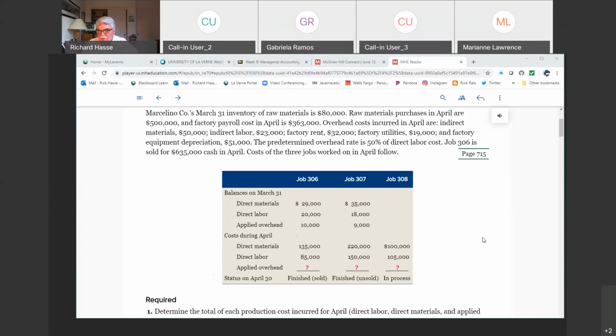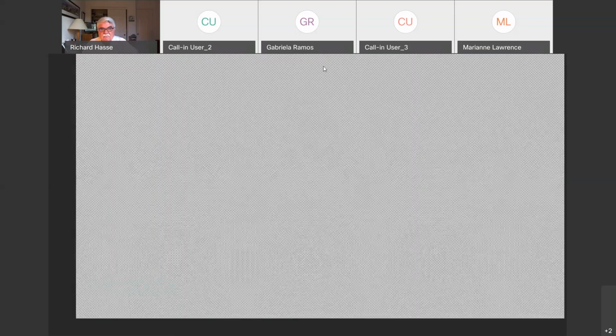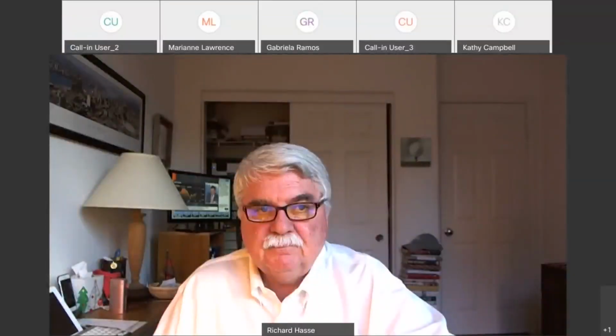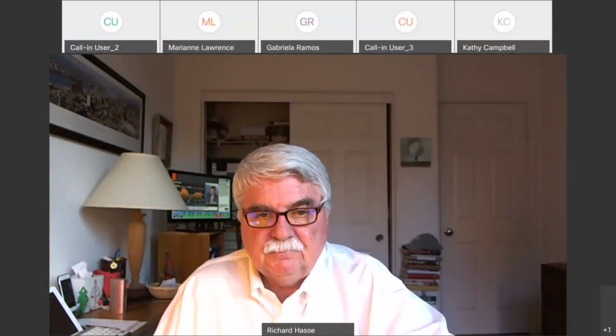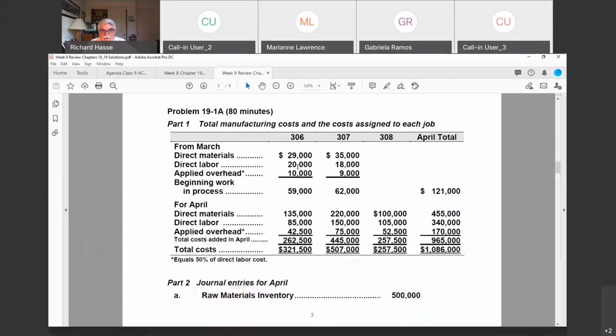Kathy now is a managerial accountant. She's a cost accountant. She has now allocated all the costs into each individual job: materials, labor, and overhead. And now overhead is applied at a rate, and the rate here, as Kathy has determined, is 50% of the direct labor cost. Well, here's what those numbers look like. Kathy said 42.5, 75, 52.5.